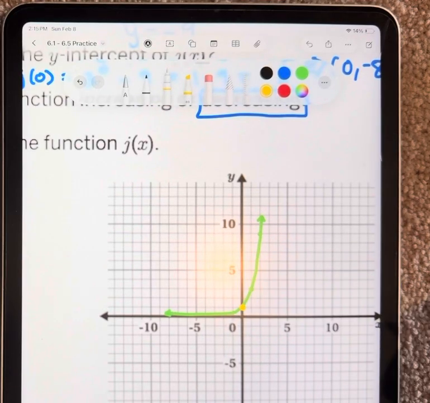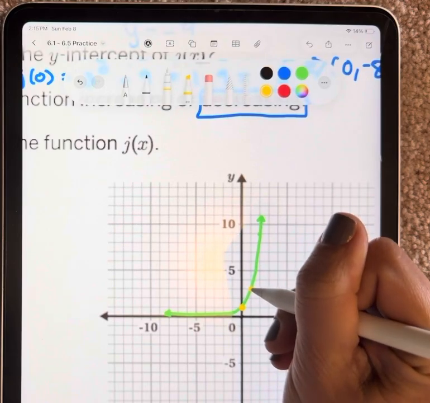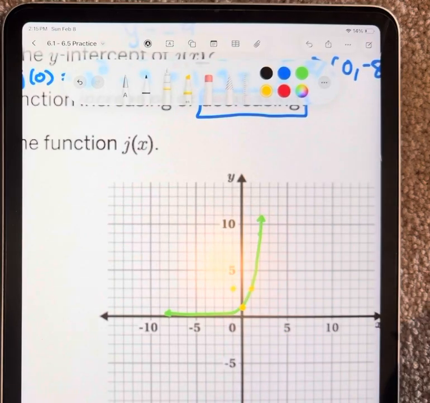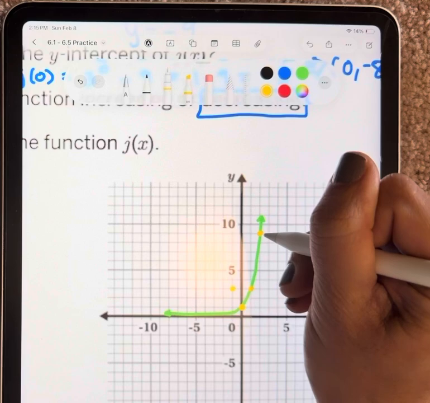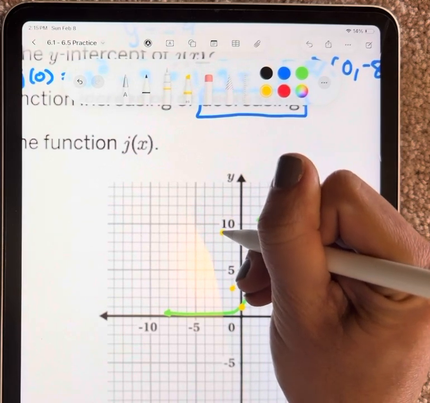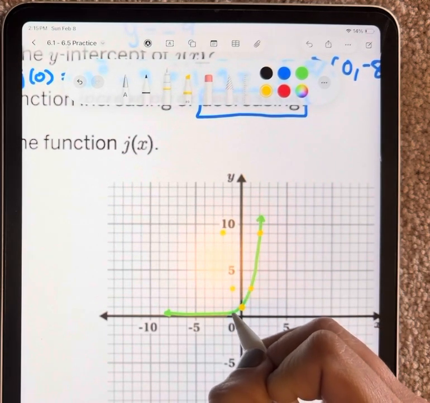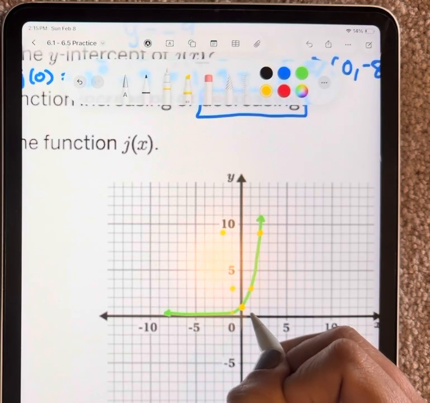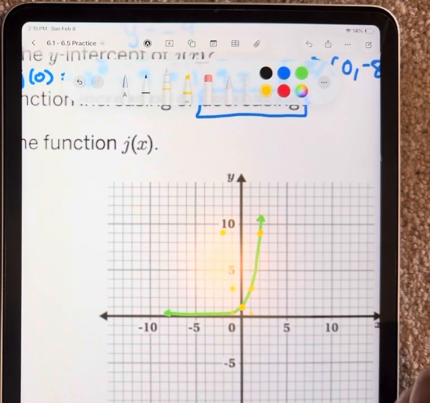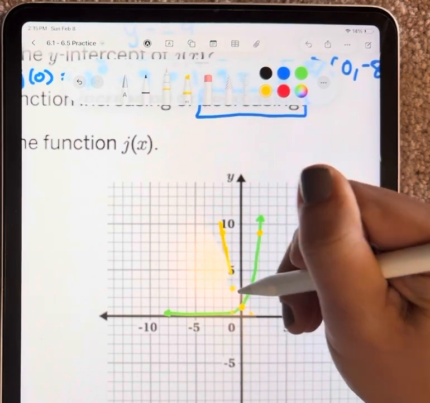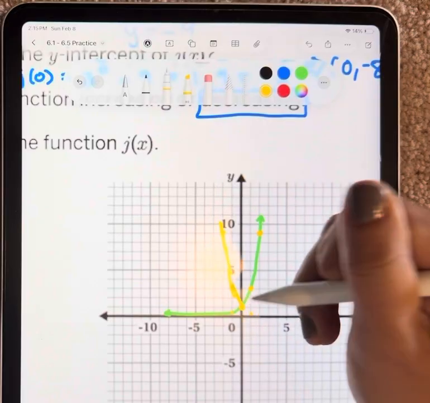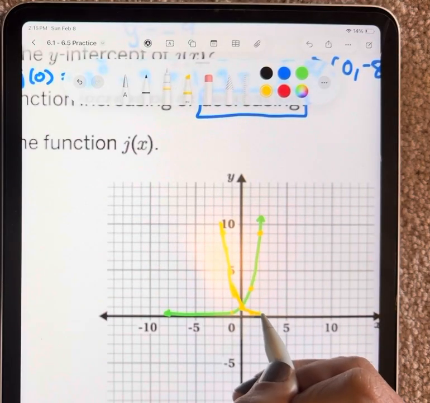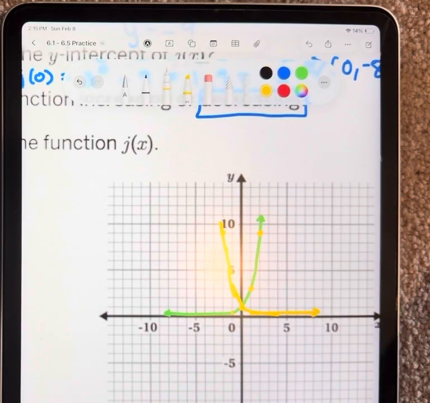This guy stays right there. If it's on the y-axis, it'll stay there. But this one that was 1 away to the right will go 1 away to the left. And this one that was 2 away to the right will go 2 away to the left. And then this point right here will go the opposite way as well. And so here is that graph after the horizontal reflection.